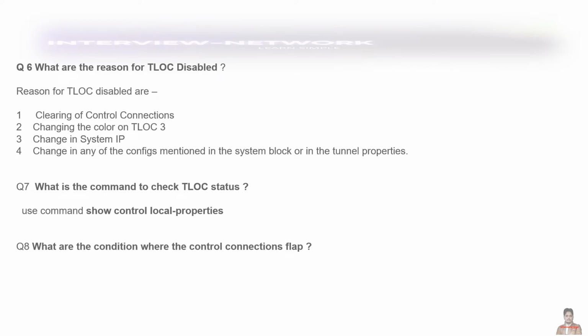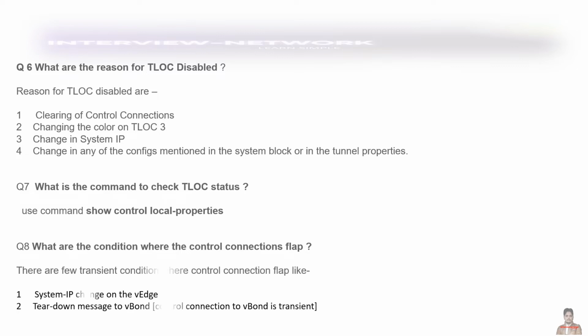So what are the conditions where the controller connection flaps? This is a very important question and a very common issue that normally happens in SD-WAN boxes. There are a few transient conditions where the control connection flaps, like number one, system IP change on the vEdge, or the teardown message to vBond. That means the control connection to vBond is transient. So these are the very common reasons where you will see the control connection keep on flapping.